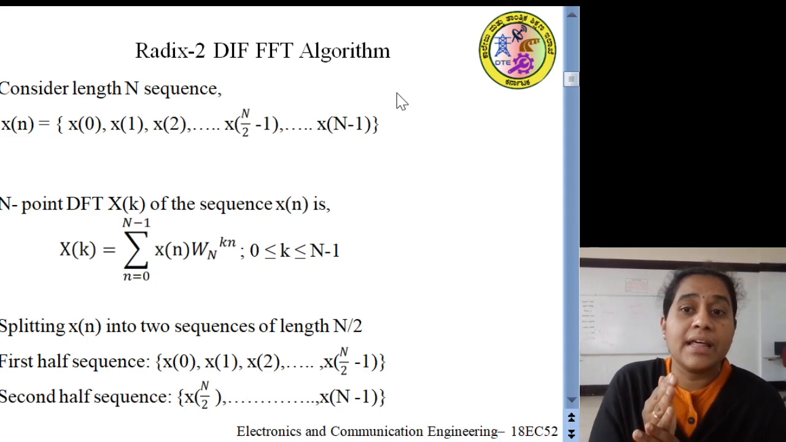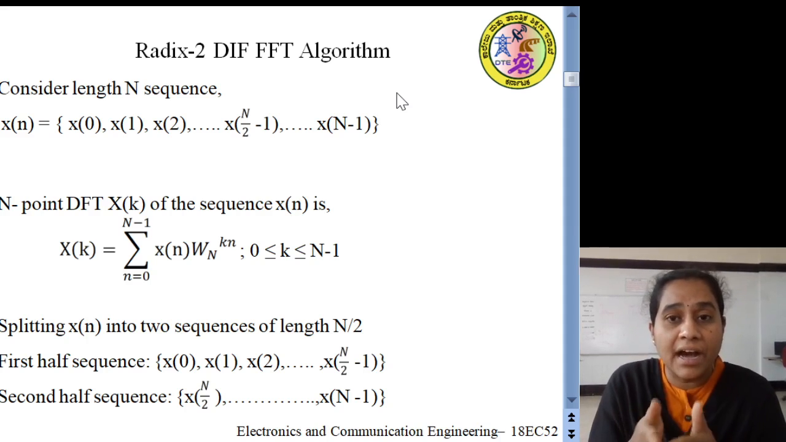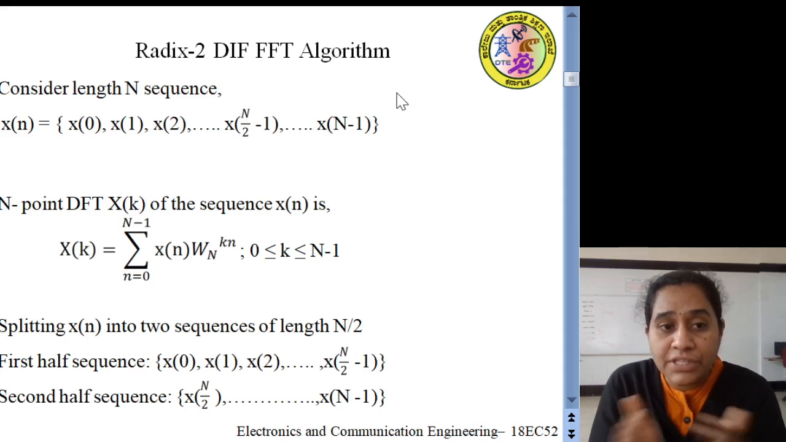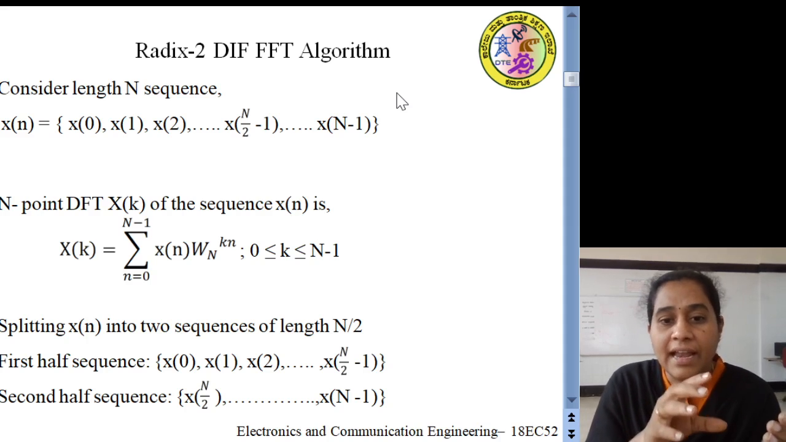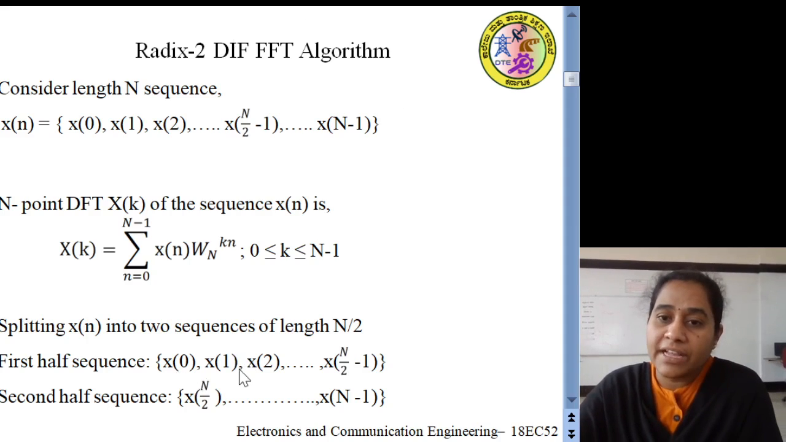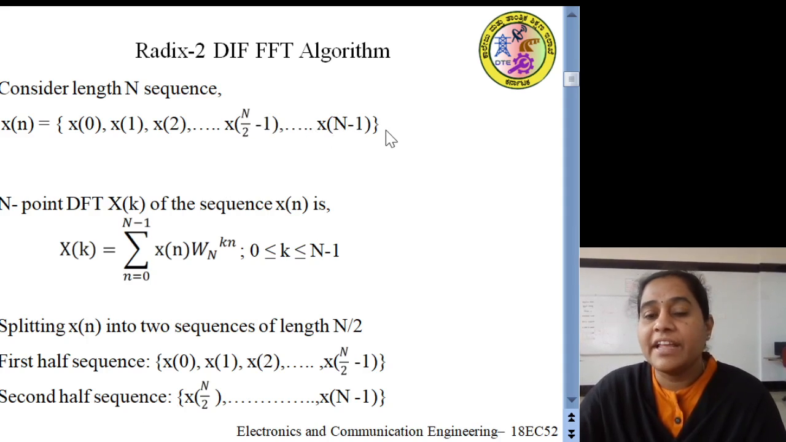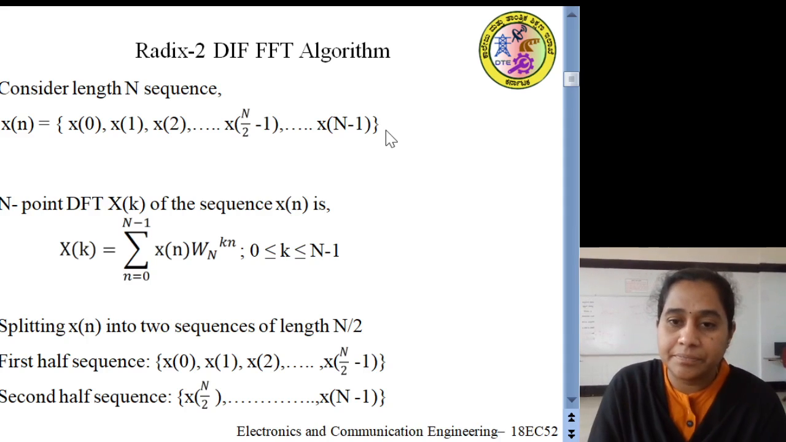In this particular decimation in frequency algorithm, we are splitting, or decimating, the time domain sequence x of n into two sequences of length N by 2. That means two N by 2 length sequences, a first half and a second half. The first half sequence is represented with x of 0, x of 1, x of 2 up to x of N by 2 minus 1. The second half sequence will be from x of N by 2 up to x of N minus 1. So exactly half and half we are splitting.